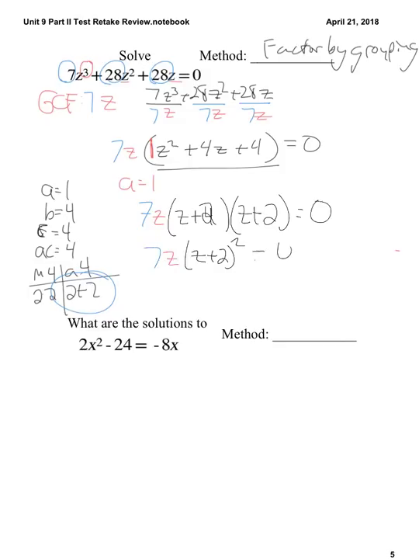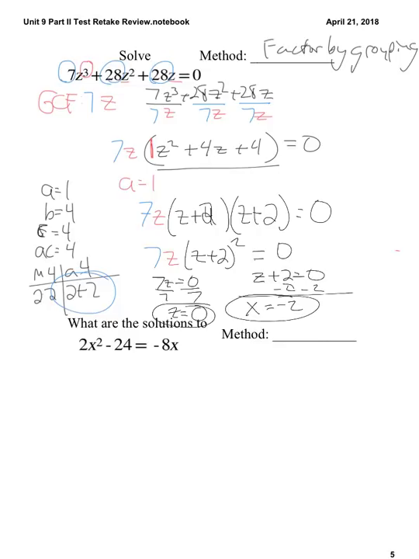Both those are equal to 0, so I can set 7z equal to 0. If I divide by 7 on both sides, z is equal to 0 is one of my solutions to this problem. The other case, I'm going to set z plus 2 equal to 0. Subtract 2 from both sides, and I will end up with x equals negative 2. So I will find two solutions, even though I have z cubed.